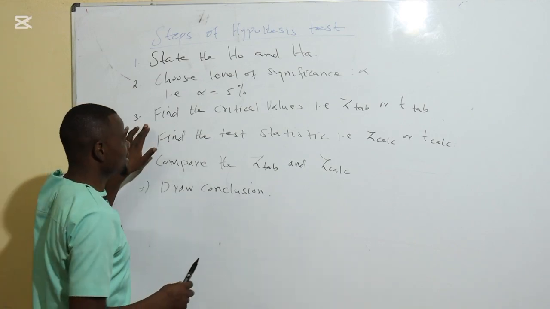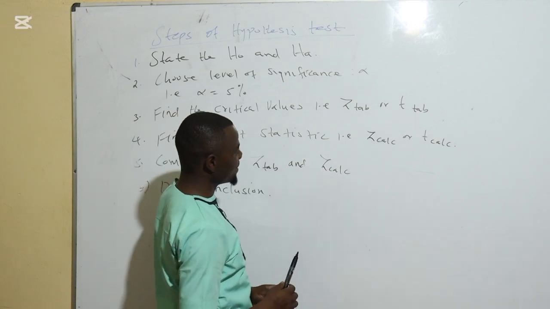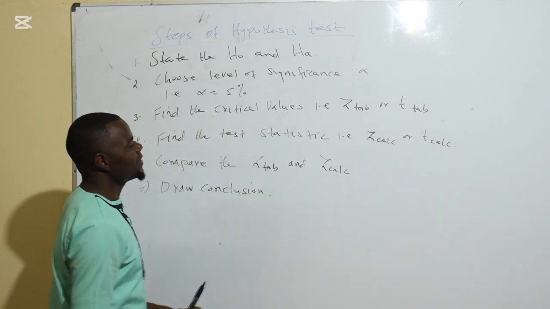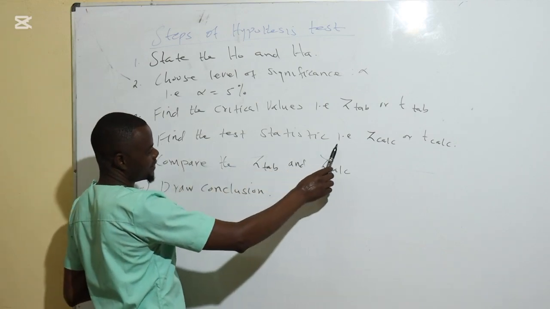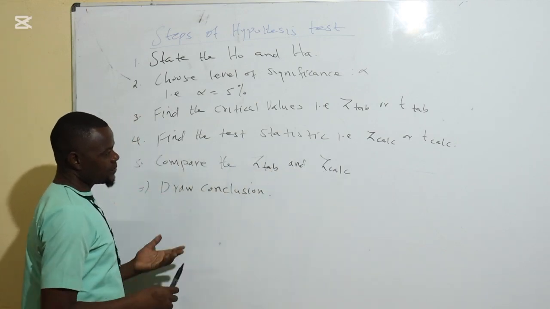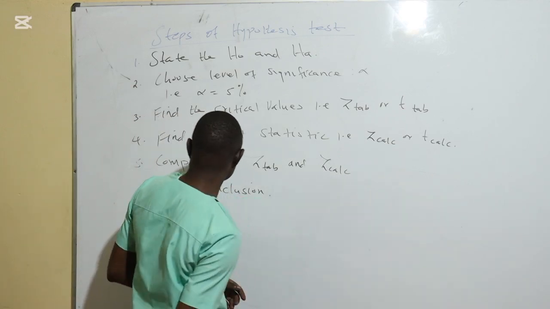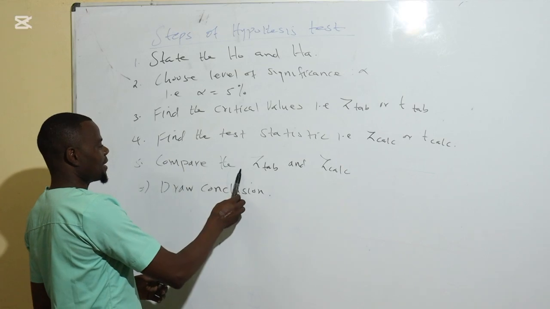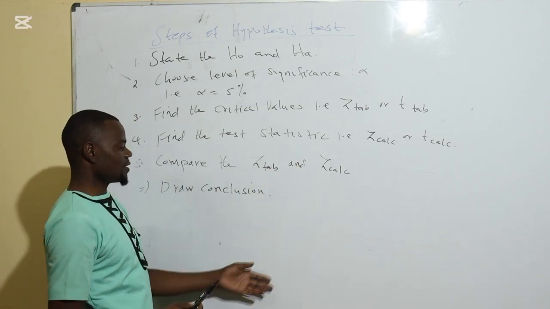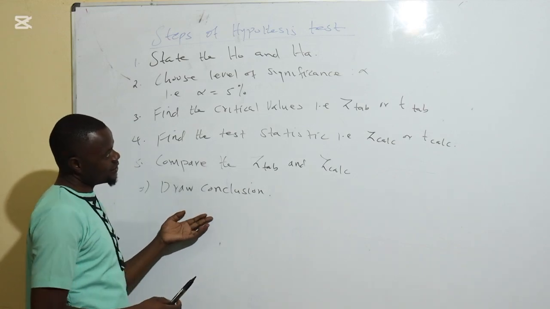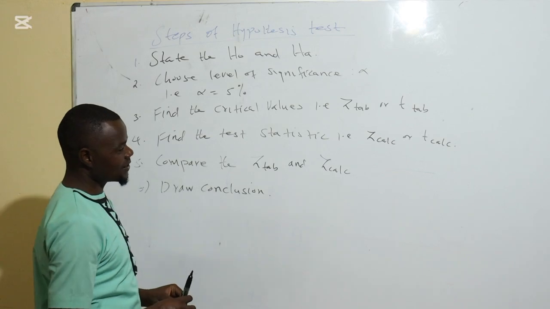When you read them from the table, we are going to call them the Z tabulated if it comes from the Z table, or T tabulated if it comes from the T table. Step number 4, find the test statistic. The ones we are calculating, we call them the Z calculated or T calculated. Then compare the tabulated values and the calculated values, then draw the conclusion. Remember, in the conclusion, you tell us whether we reject or we fail to reject. Let's take some examples.